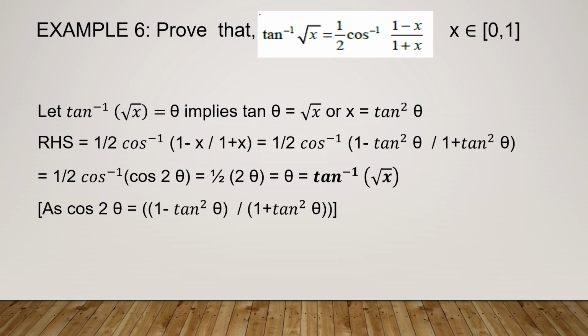Cos 2 theta in terms of tan can be written as 1 minus tan square upon 1 plus tan square. So your right hand side will be half of cos inverse of cos 2 theta. So that will be half of 2 theta, which is equal to theta, which is equal to tan inverse of root x. So that is equal to our left hand side.